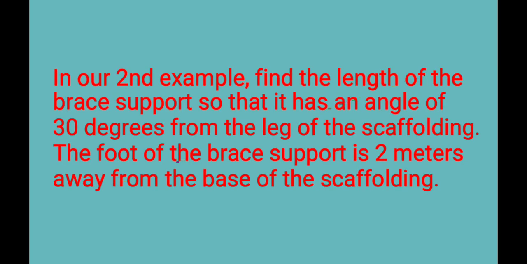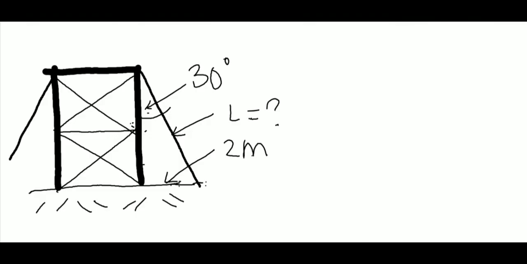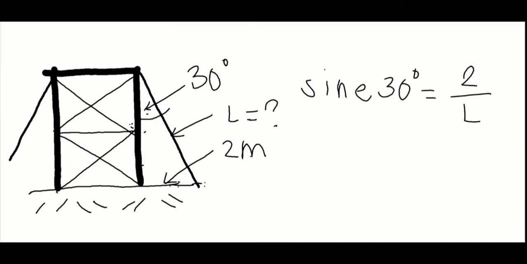In our second example, find the length of the brace support so that it has an angle of 30 degrees from the leg of the scaffolding. The foot of the brace support is 2 meters away from the base of the scaffolding. For this example, the equation is sine 30 degrees is equal to 2 meters divided by L, which is the length of the brace support of the scaffolding.